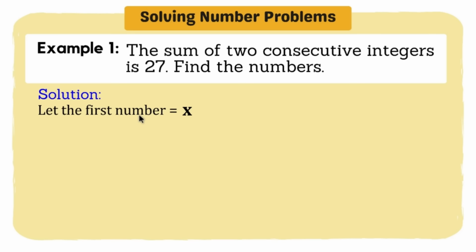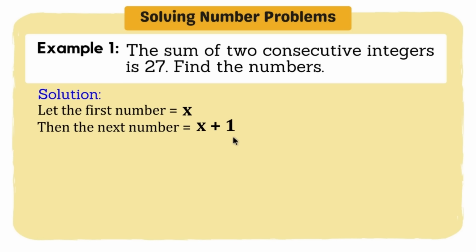And what else? The second number, naman, the next number will be x plus 1. Bakit siya x plus 1? Because they are consecutive. Ibig sabihin magkasunod. And since we are dealing with integers, ano bang kasunod ng first na integer? Dadagdagan lang natin ng 1 to have the second integer. Alright, so this is step 2.